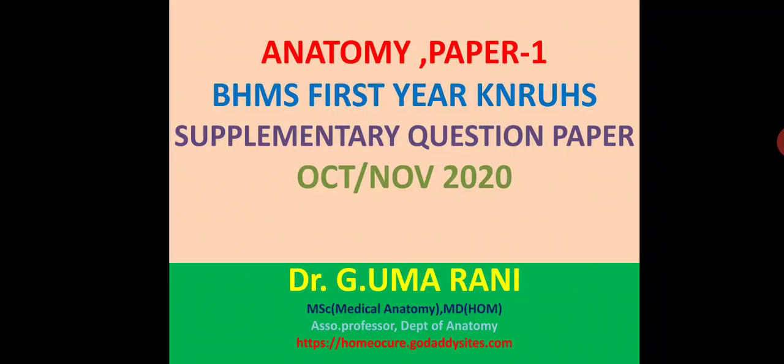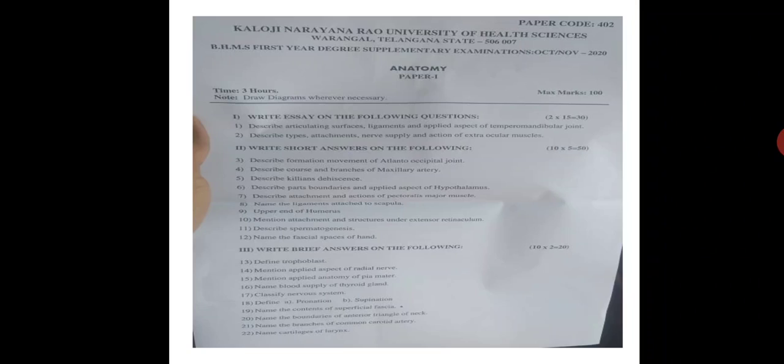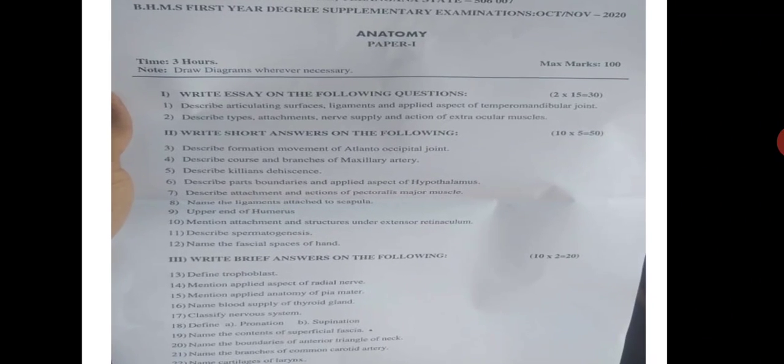Today I am going to discuss the recently finished first year KNRUHS supplementary question paper. Let's see what the question paper given in the supplementary examination is. It is paper 1. Paper 1 contains head and neck, neuroanatomy, and upper limb. The two essay questions given from head and neck are the temporomandibular joint and extraocular muscles.